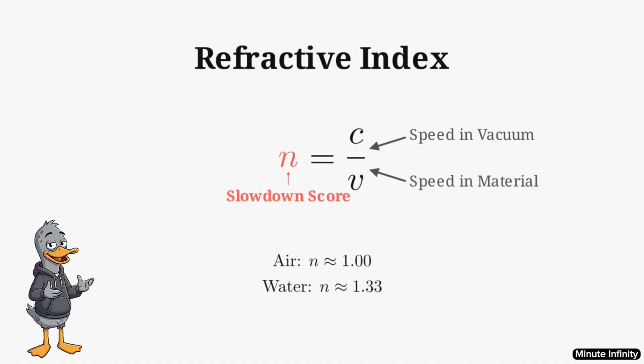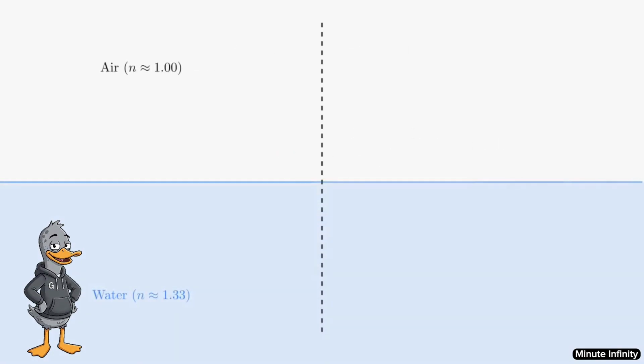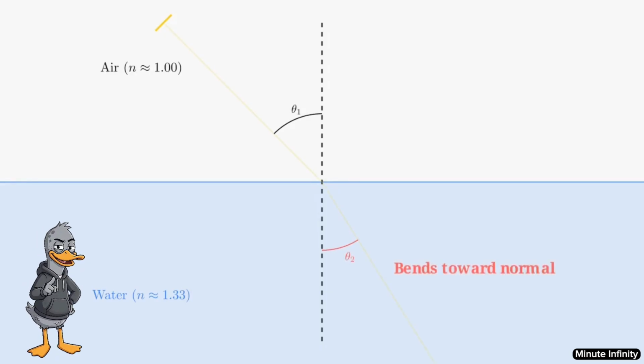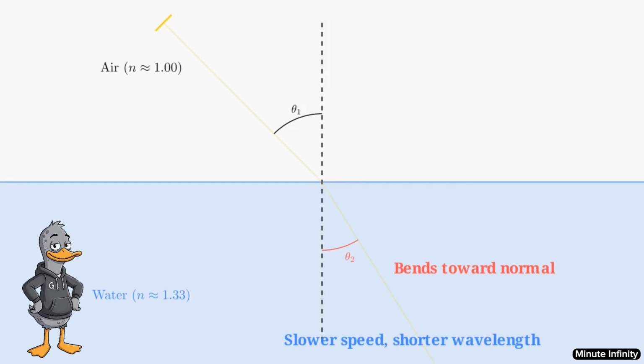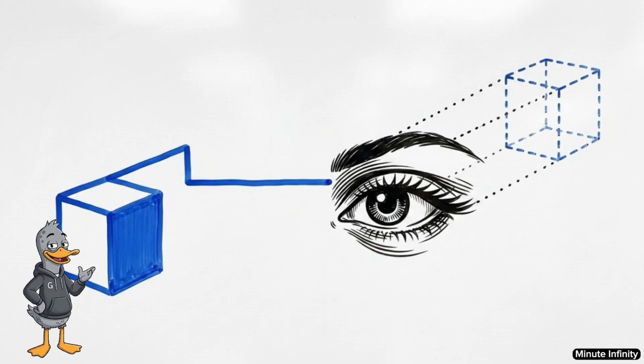A higher number means the material is harder for light to push through, like trying to run through deep water instead of thin air. When light enters a denser material at an angle and slows down, its path actually bends. This bending effect, known as refraction, changes how our brains perceive the physical depth of the objects around us.